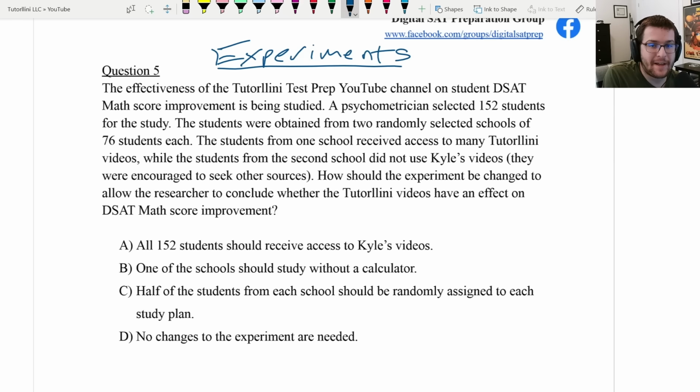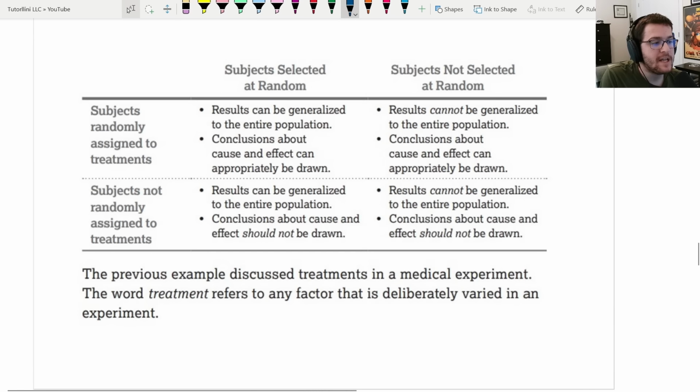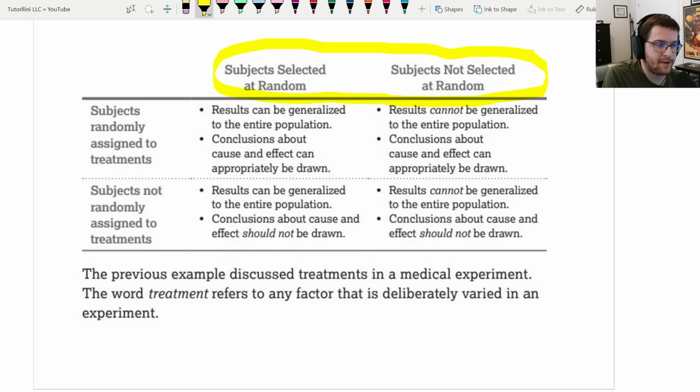Essentially the concept that they want you to understand for this question is perfectly summed up in this table from College Board's official digital SAT study guide, which I have already pulled up. It's the same one they use for the paper SAT as well. So you guys probably already pay close attention to when subjects are selected at random. That means it can be generalized to the population. I've talked about that in a bunch of videos, especially my confidence interval and margin of error video, how it needs to be selected at random for you to generalize.